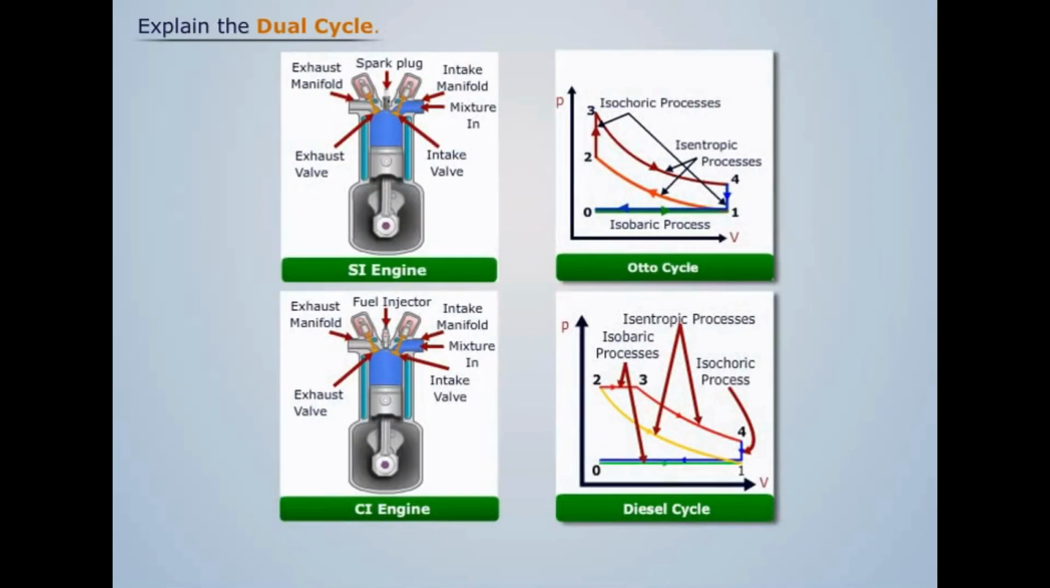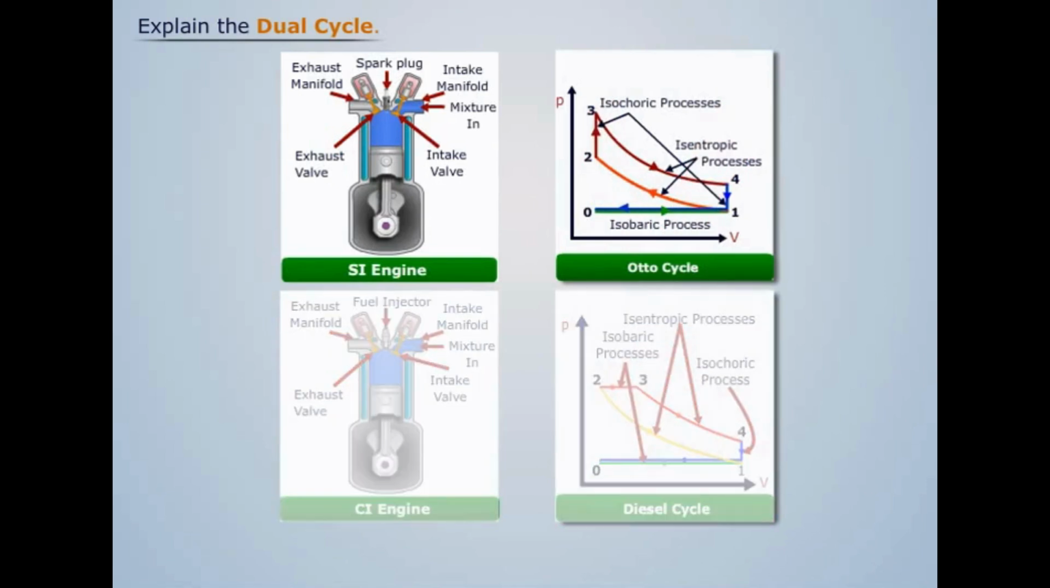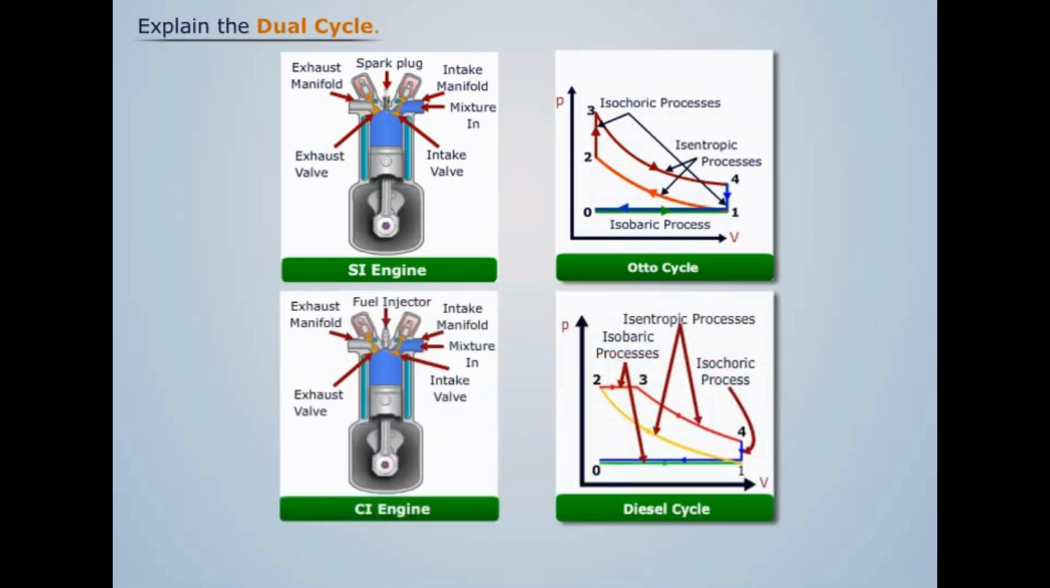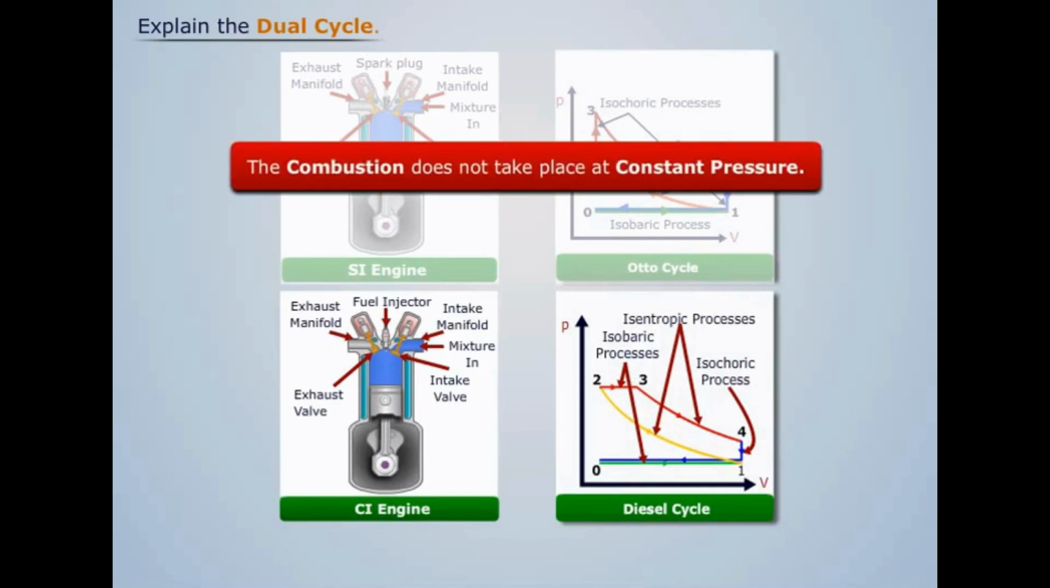In practice, these cycles are not real. In a spark ignition engine, as some time is required for the chemical reactions to take place, the combustion does not take place at constant volume. Also, in a diesel engine, as the combustion is rapid and uncontrolled, the combustion does not take place at constant pressure.